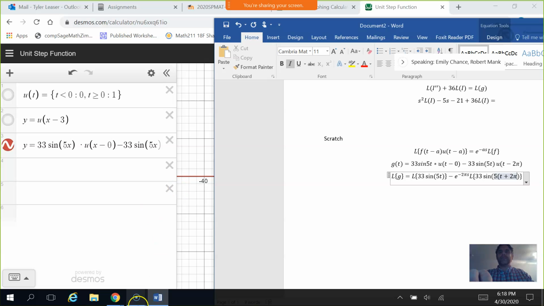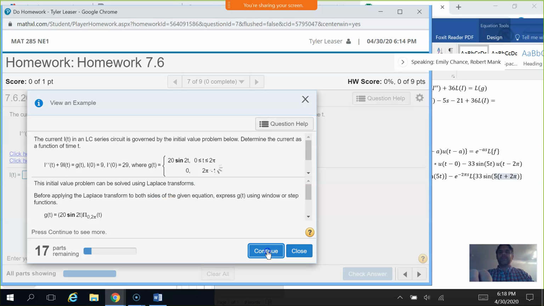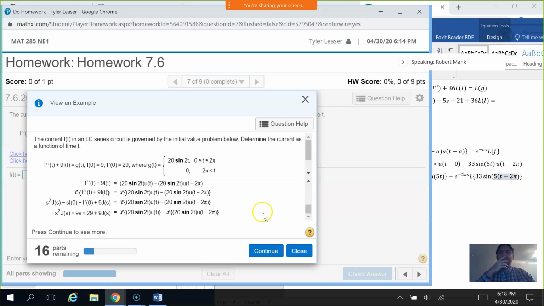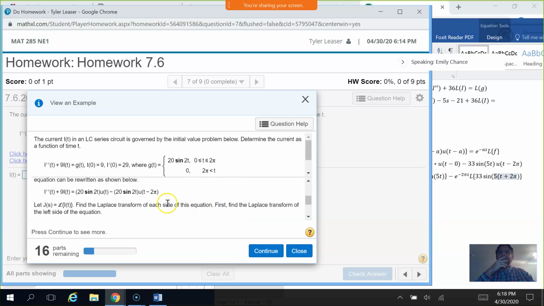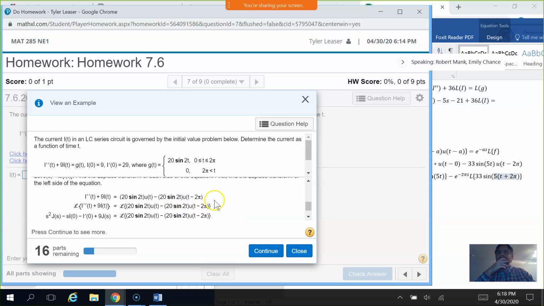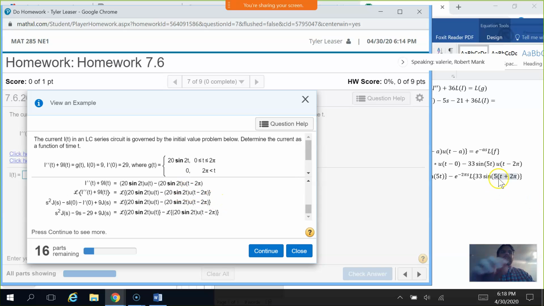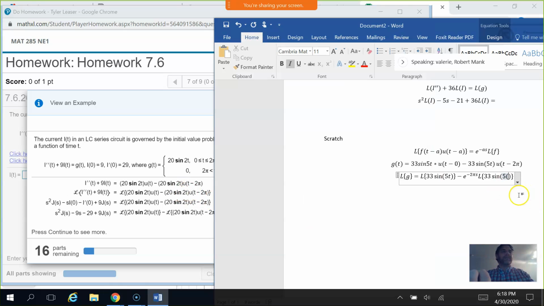The example's doing the same thing you're doing, for the most part. Then somehow it brings in like h of t. So it does not do this part. It just leaves that as 5t.